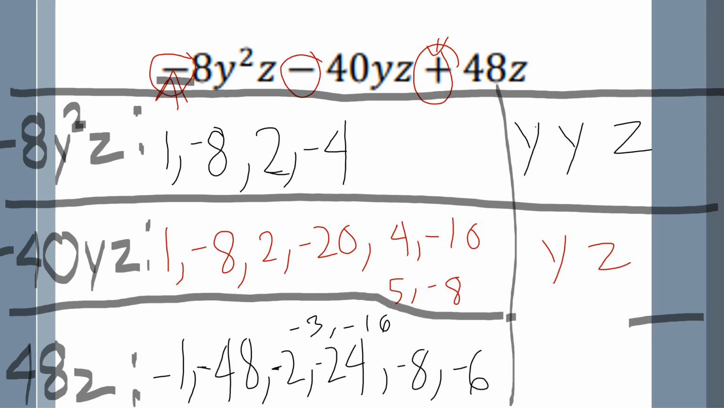All right. I don't have a z in common. So we did all this work. So let's look for the greatest common coefficient that -8, -40, and +48 has. The biggest number that they all have is 8, -8, because -8 times -6 is +48.